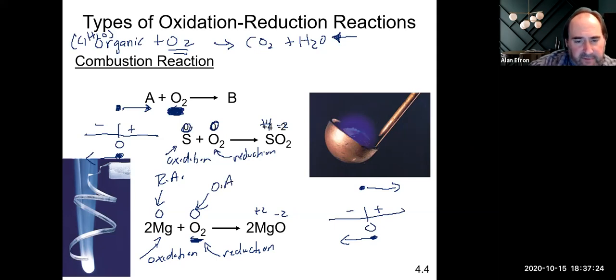Just like above, the sulfur would be our reducing agent. Oxygen would be our oxidizing agent. Question on any of those two?